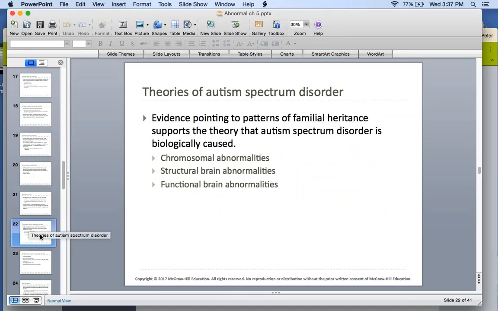That won't be on your exam, just an FYI. All right, theories of autism spectrum disorder: evidence pointing to patterns of familial inheritance supports the theory that autism spectrum disorder is biologically caused, either due to chromosomal abnormalities, structural brain abnormalities, or functional brain abnormalities.